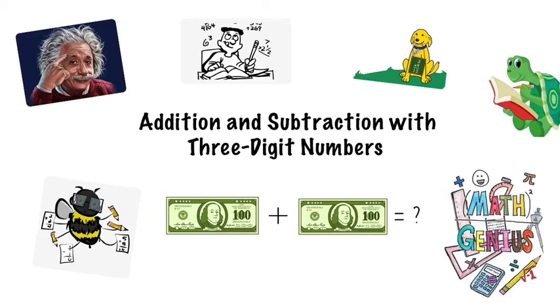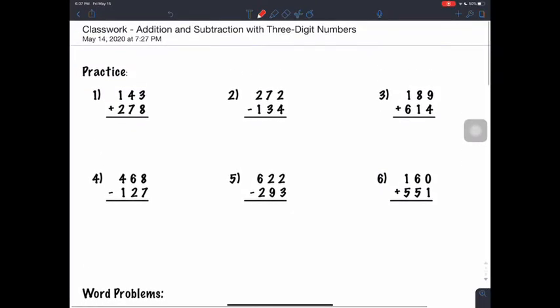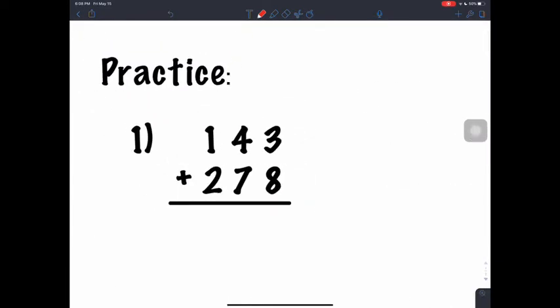I'm Ashley, and I'm going to be doing addition and subtraction with 3-digit numbers. So, 3-digit addition and subtraction is very similar to 2-digit addition and subtraction. We're just adding one extra step. So, this first problem, we have 143 plus 278.